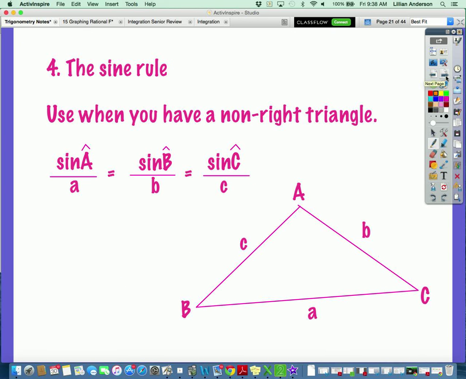Sine rule. Should look familiar. Sine rule and cosine rule are what you use when you have a non-right triangle. Sine rule is the ratio between the angles, the sine of the angles, and their corresponding sides. Do you realize that the angle is across from its respective side? So angle A is across from side A, angle B is across from side B, and angle C is across from side C.